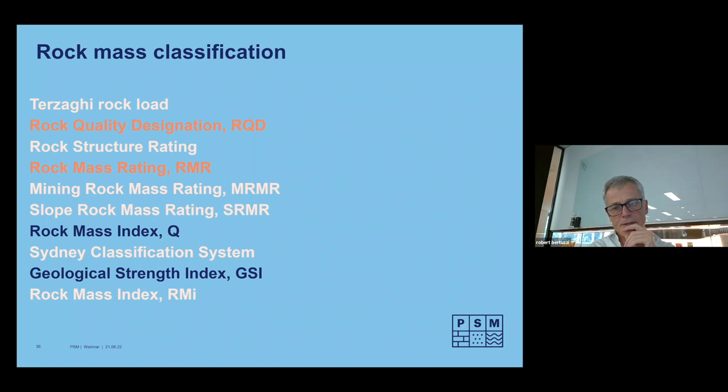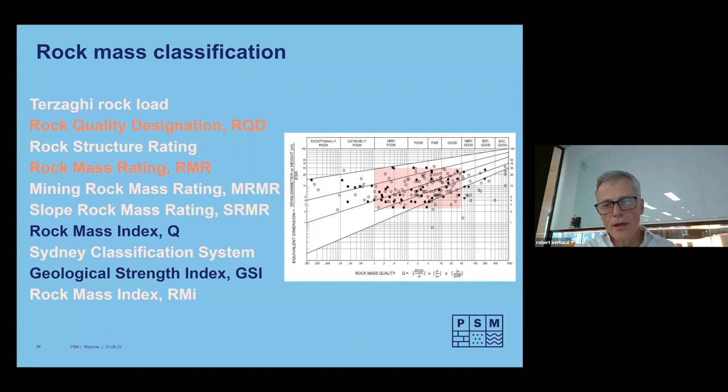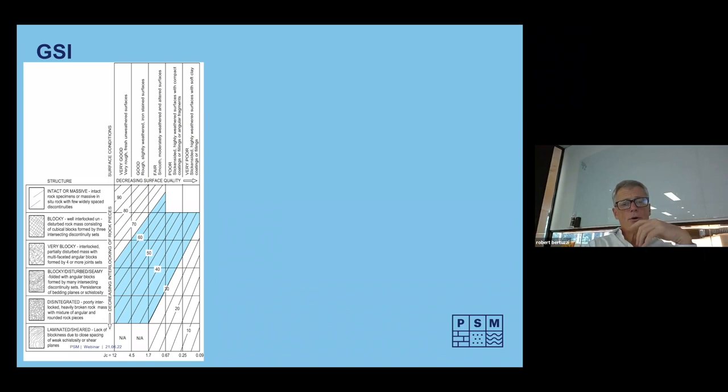I won't be going any further with the Q system just because there's no direct link between it and rock mass strength. Okay, you can use Q, but you've got to go through something else, RMR, GSI, something, to get into a rock mass strength. That little pink blob is an area where the Qs probably are best used in the middle ground. So we'll talk about our classification system, the GSI, the Geological Strength Index.